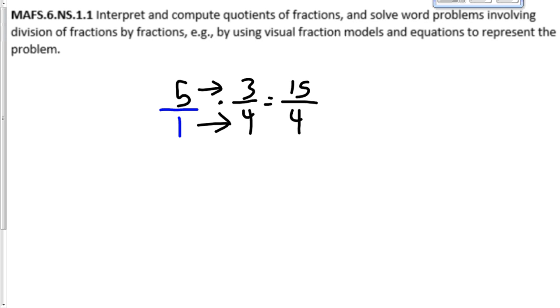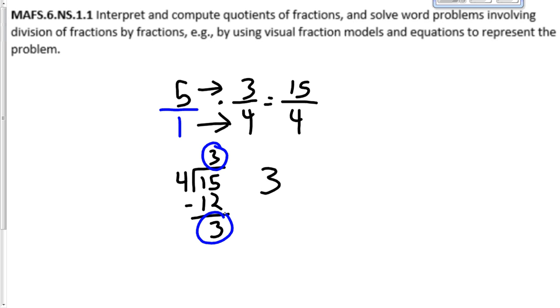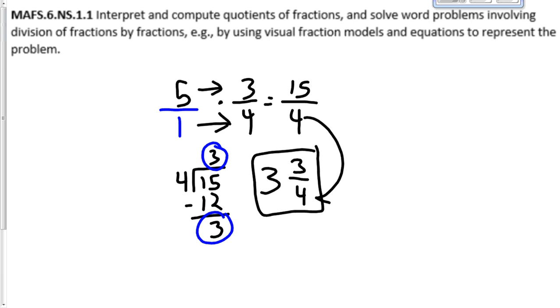This is 15 divided by 4, so 4 is going to be on the outside, 15 on the inside. 4 goes into 15 3 times. 4 times 3 is 12. Subtract with 3 remainder. So this 3 up here, that's going to be our whole number. This 3 down here, that's going to be our numerator. And then the 4 stays our denominator. It does not change. It goes right down there.